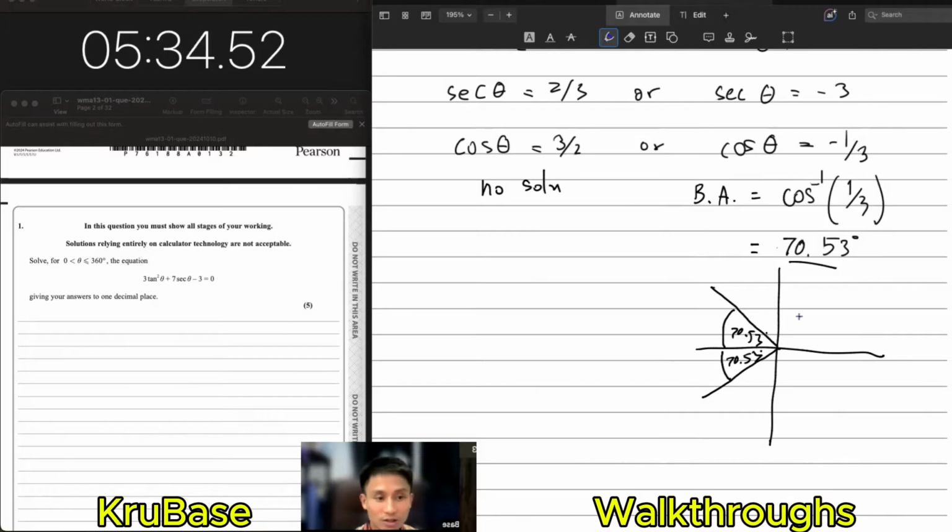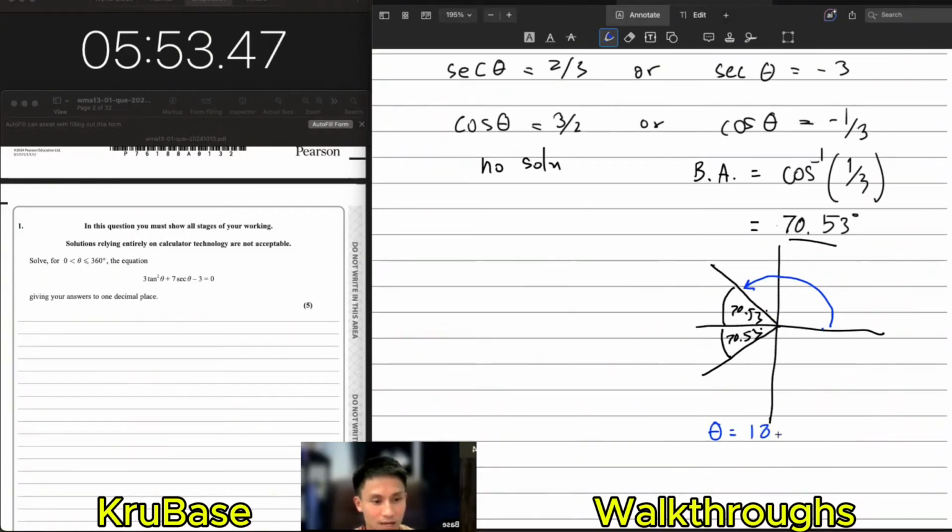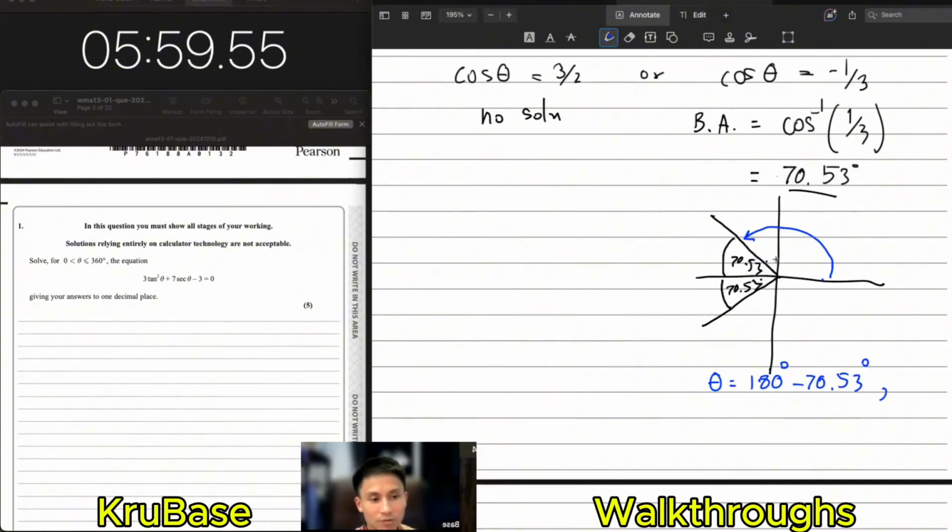But the way we measure the angle would have to be from the positive x, anti-clockwise being positive angle and clockwise being a negative angle. But here we only have a positive range. So I'm just going to measure the angle, this one like that. So that angle would first be theta equals, the first angle would be 180 minus that angle, right? Yeah. And the second one would be what?